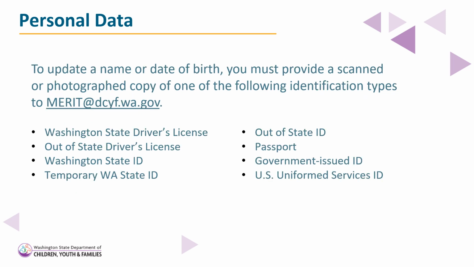Should you need to update your name or date of birth, you must email a scanned or photographed copy of one of the following identification types in order to receive assistance with updating your record. It is encouraged to submit information as soon as possible so this does not affect a portable background check.